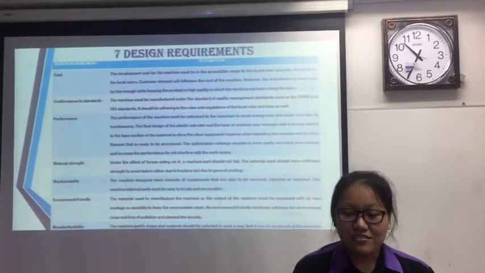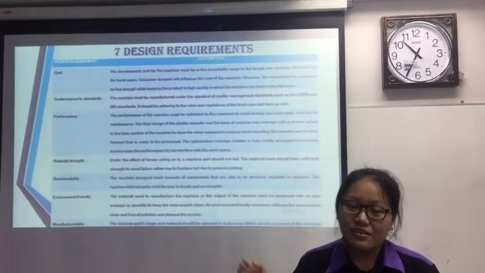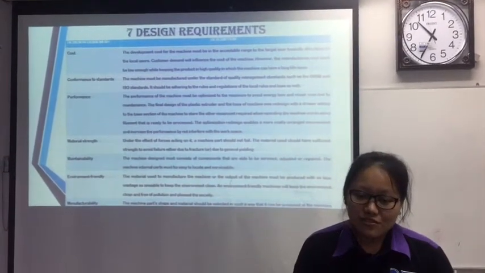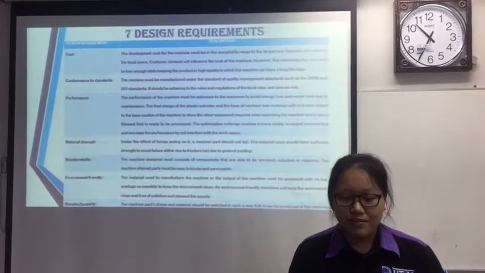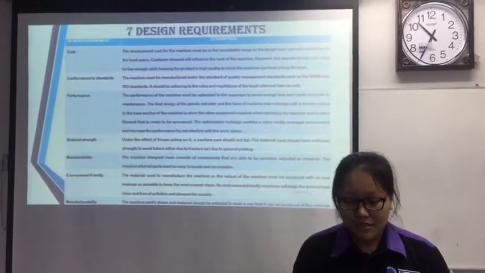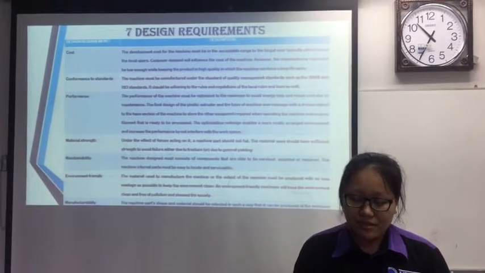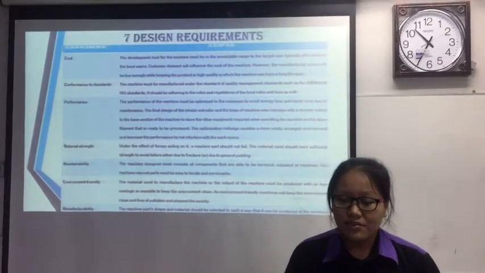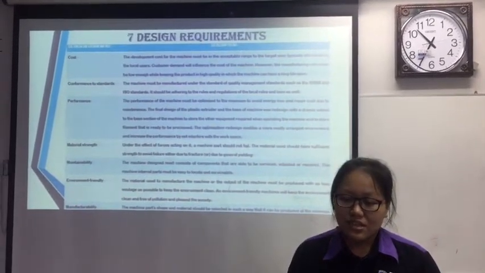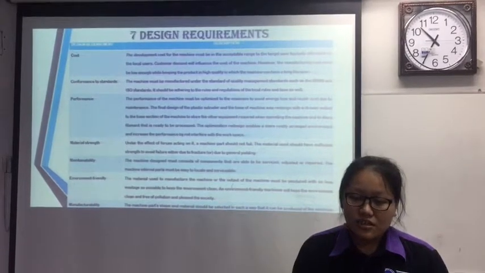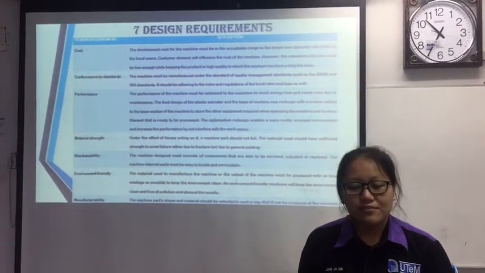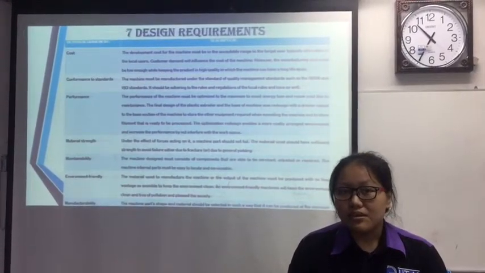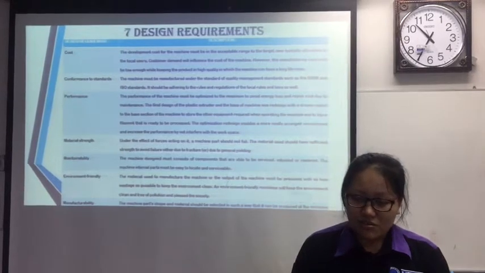I will continue with the 7 design requirements of our extruder machine for plastic filaments. The 7 requirements include cost, conformance to standards, performance, material strength, maintainability, environmentally friendly, and manufacturability. First, for cost, the development cost of the machine must be in an acceptable range for the target user. Then the second design requirement, conformance to standards: the machine must be manufactured under quality management standards such as SIRIM and ISO standards.